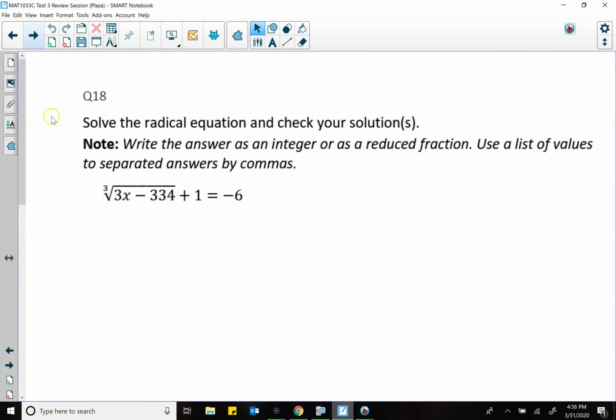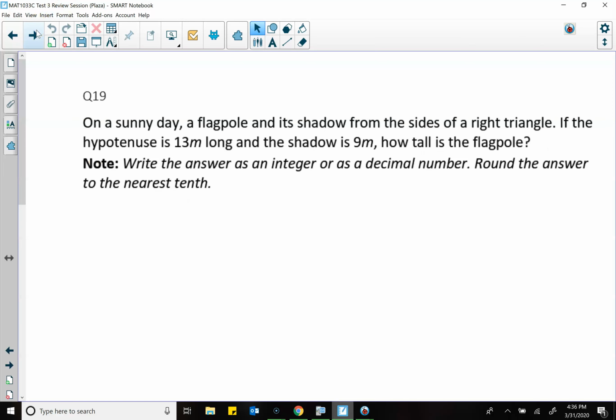Okay. Almost done. Yay! Number 19. A word problem. So it says, on a sunny day, a flagpole and its shadow form the sides of a right triangle. If the hypotenuse is 13 meters long and the shadow is 9 meters, how tall is the flagpole? So this question right here is jumping back into 5.1. And it's talking about a right triangle, which means that we're going to be talking about the Pythagorean theorem. And look, right here, it tells you what to round to, the nearest tenth. So that's going to be 1 decimal.